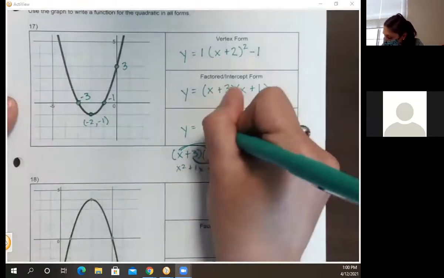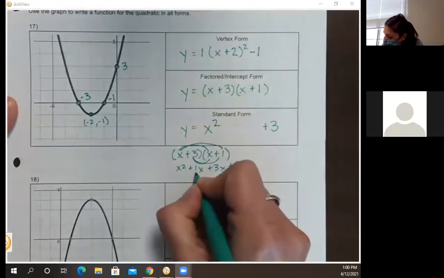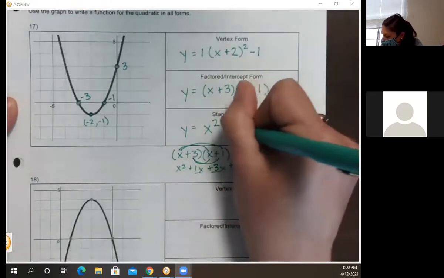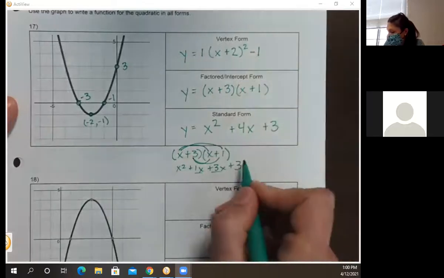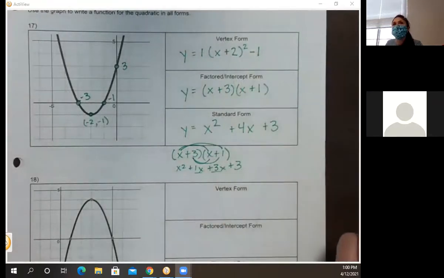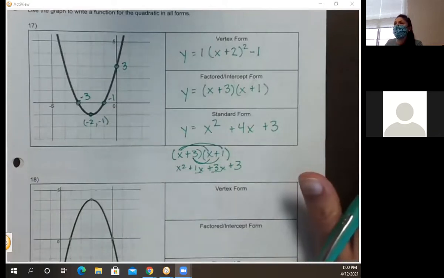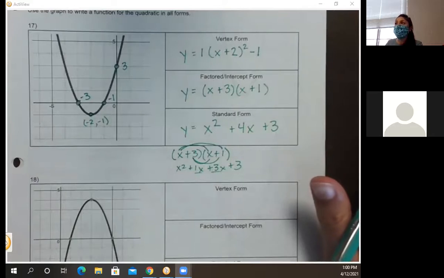So here's my only x² guy. And then plus 1 plus 3 would be plus 4x. And then plus 3. Questions for me for number 17.